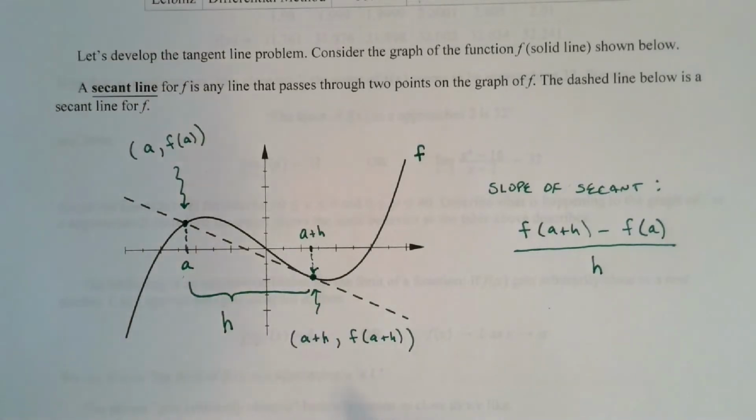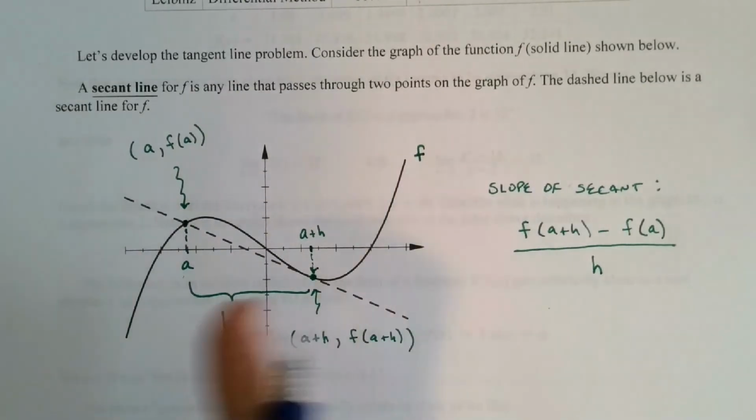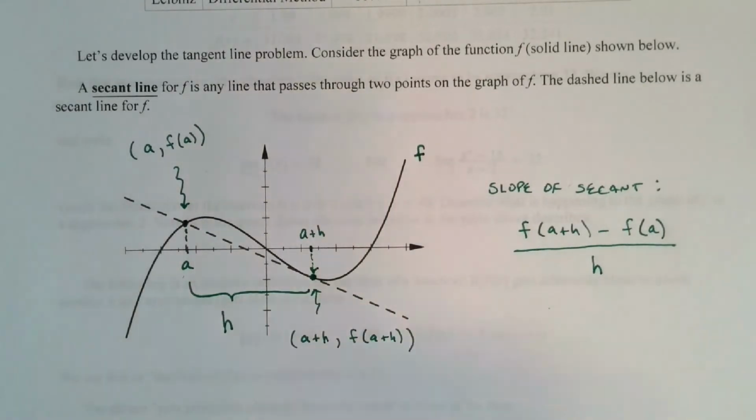All right? Now, this is the secant line problem. This is pre-calculus. Give me 2 points. I can find the slope. I can find the equation of the line, and we're good to go. So if I give you a particular function and a value of a and a value of h, you will be able to compute the slope. Right? But the question is tangent line.